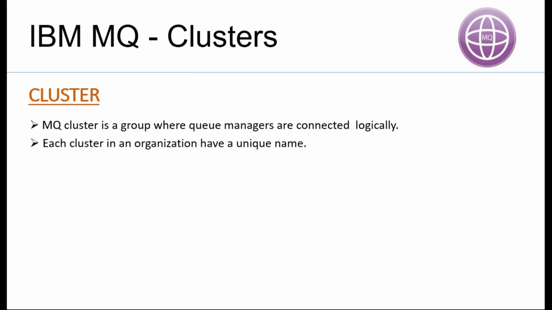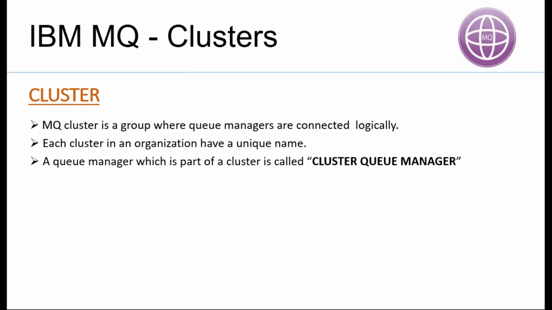Each cluster in an organization has a unique name. Any MQ project can have more than one cluster depending on the business requirement, but each and every cluster must have a unique name. There is no way that you can have more than one cluster with one name. If we have 5 clusters, it means 5 unique names.